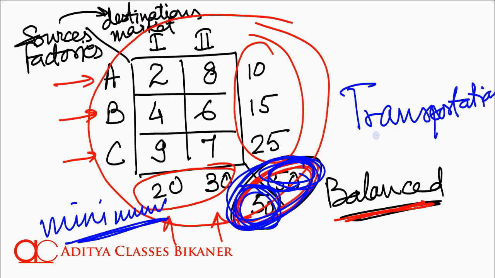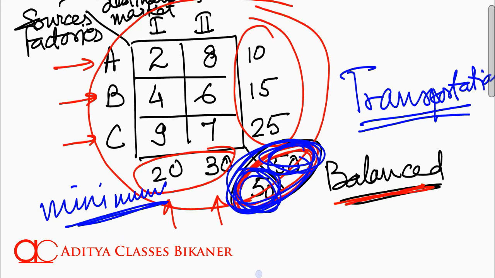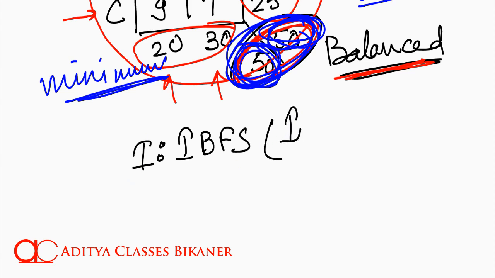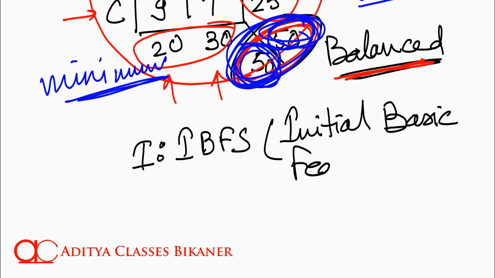Now, how do we approach these transportation problems? It is a two-phase process. We will not try to solve these problems in one go. We'll solve them in two phases. The first phase being, we'll find the IBFS for the given problem. IBFS is the initial basic feasible solution.